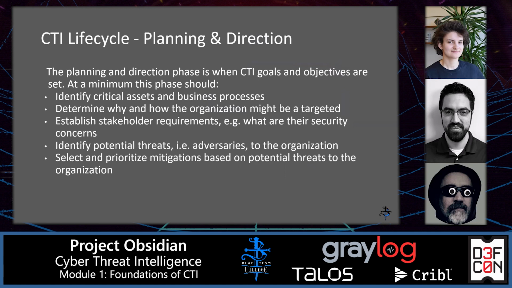So the first phase, planning and direction, is where you set your goals and objectives. You're doing things like identifying what assets we have, what processes we have that could be interrupted, how the organization gets targeted, what the security concerns of the different departments or stakeholders are, what their questions are, and ending up prioritizing mitigations based on what the actual threats are to the organization.